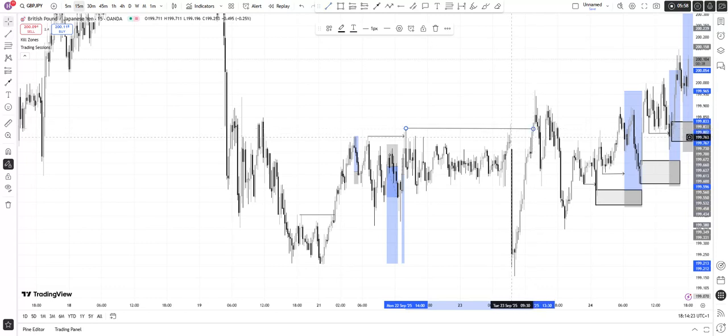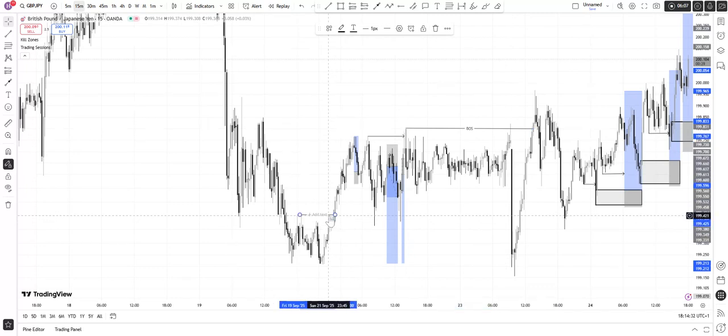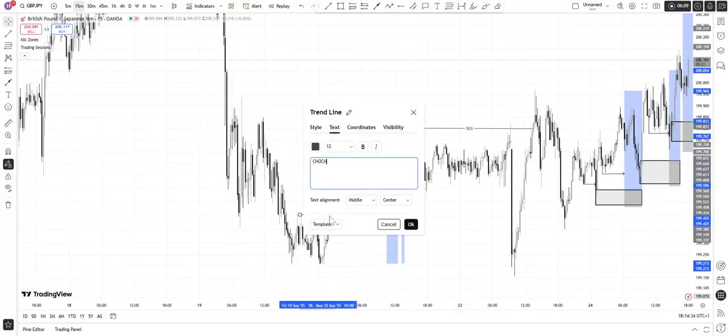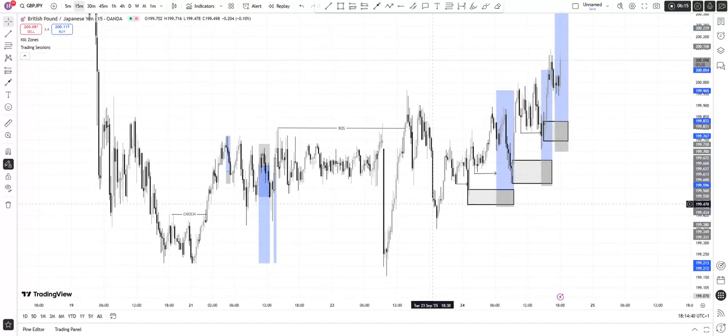Because I can't use this as a major break of structure. Let me mark it out. BOS, break of structure, and then change of character. Yeah, I said this was just a liquidity, so let me just delete that. Yeah, so we had our first break of structure.